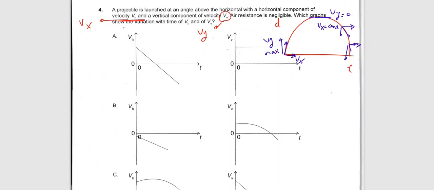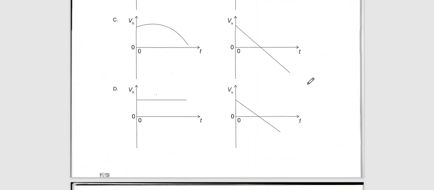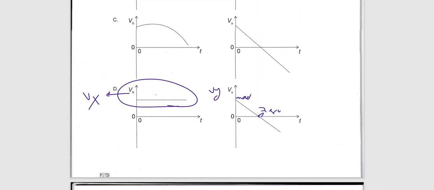Since it's horizontal, V horizontal should be constant. That means I'm looking for a constant number. This one doesn't change. So V horizontal, or Vx, is constant. I start with maximum for Vy, and then I reach 0. Here it is 0. Then it changes its direction. So the correct graph is D.